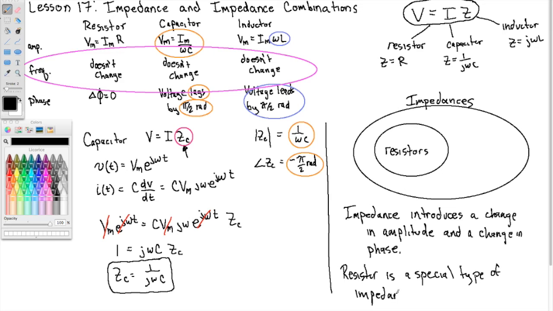Impedance. It's an impedance that is purely real, right? It has a phase of 0.